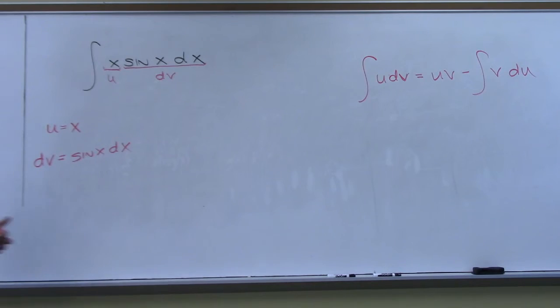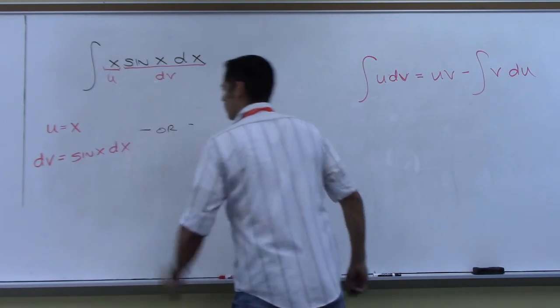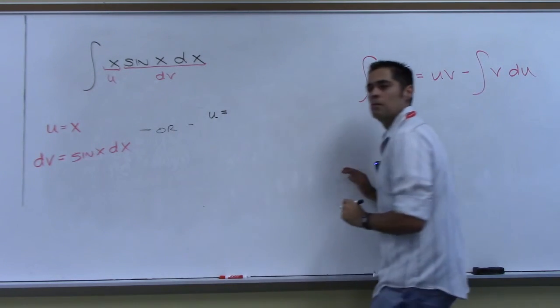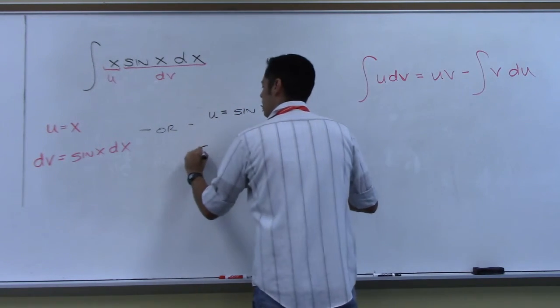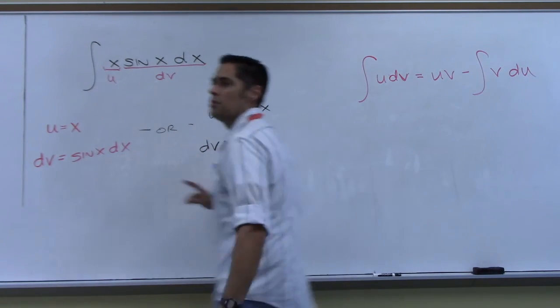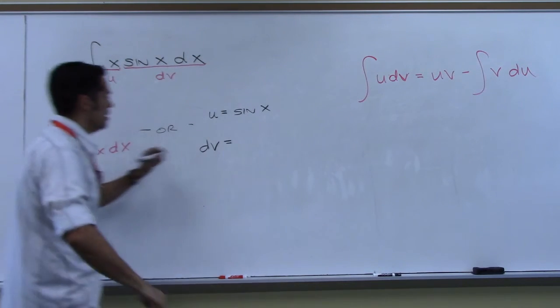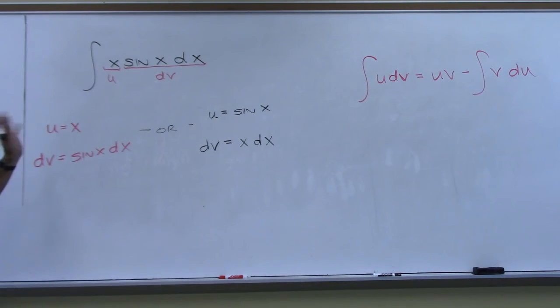What's another possibility I could have used? Or I could have chosen for my u the sine x, which would then force me to use x dx, the only things that are left, as my dv. Can anybody tell me which one of these? Well, is there another possibility?